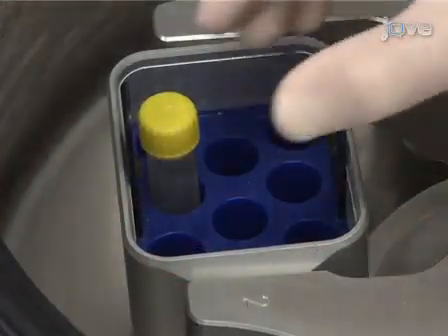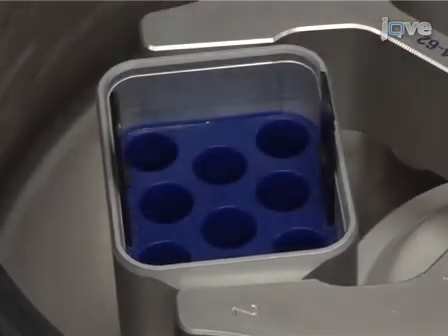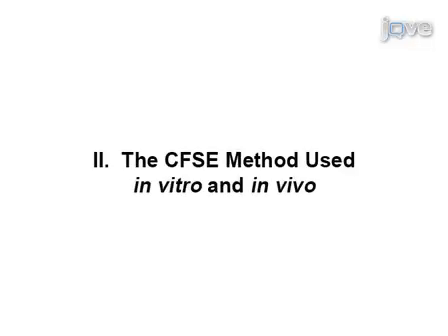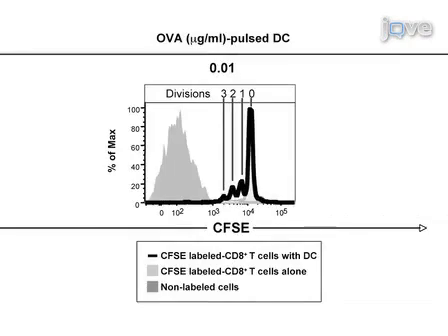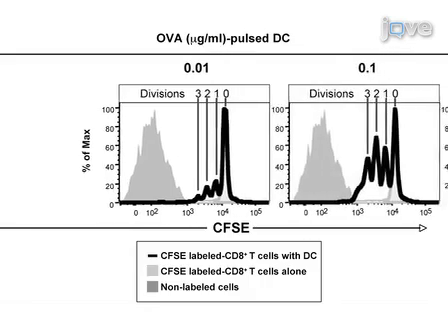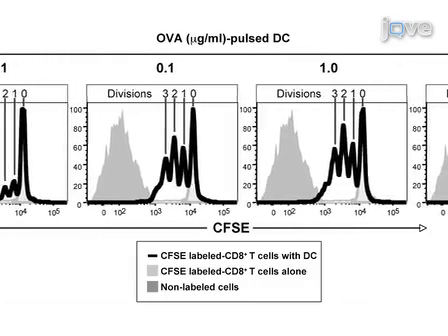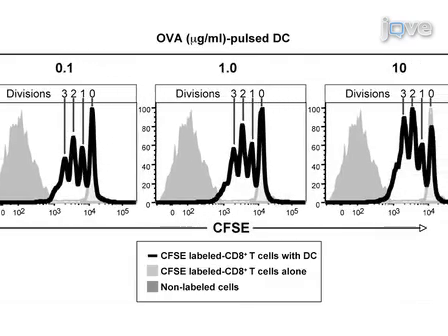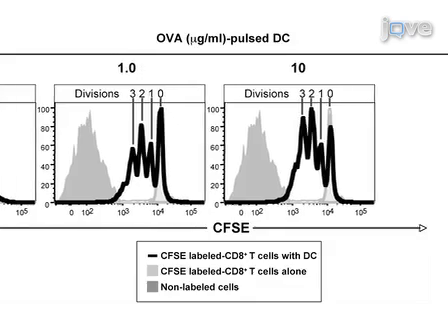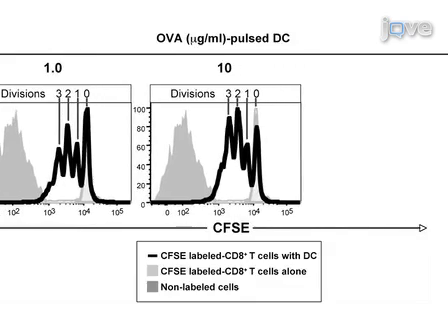At the completion of the proliferation assay, cells are harvested and analyzed by flow cytometry. In this example, CFSE labeling is used in vitro to measure how T cells from genetically modified transgenic mice respond to dendritic cells pulsed with different concentrations of antigen. The unshaded CFSE dilution peaks depict transgenic CD8-positive T cells that have divided 1 to 3 times. It can be seen that more T cells divide at the higher concentrations of the antigen.